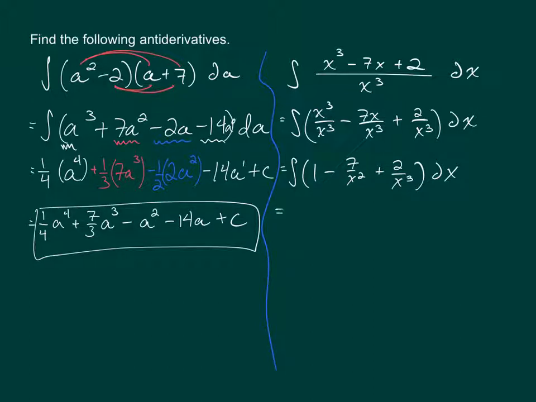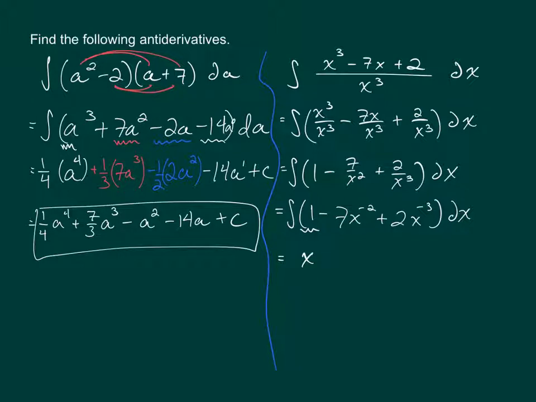Then what we need to do is make sure that all of these x's in the denominator get bumped up to the numerator. So the last rewrite that we will need will be the integral of 1 minus 7x to the negative 2 power plus 2x to the negative 3 power dx. Now we can go ahead and find the antiderivative for each term. So when we do this, we're taking the antiderivative with respect to x. So when I find the antiderivative of 1, it will end up having a variable x.